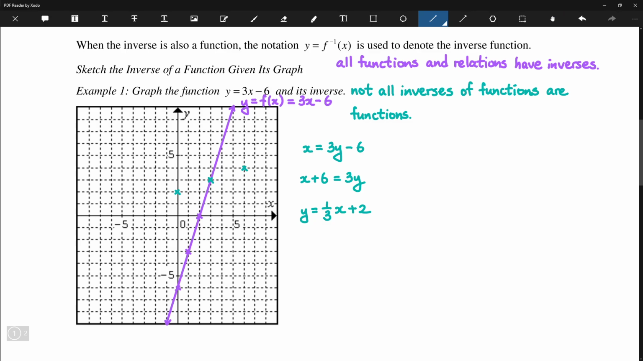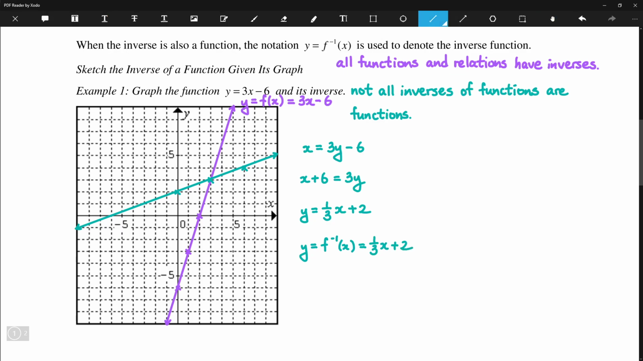I think we draw in the line there, just like that. And so we can see here that the inverse is also just a straight line, so it is going to be a function. So we can actually use the notation y is equal to f to the negative 1 of x, the inverse notation, and that's going to be equal to 1/3 x plus 2.